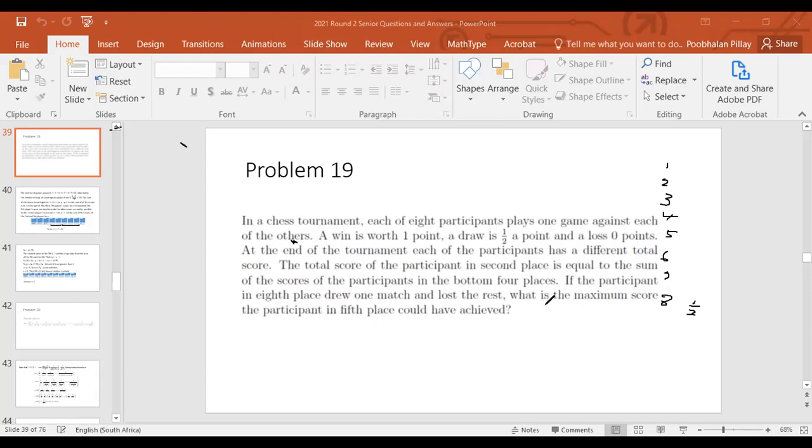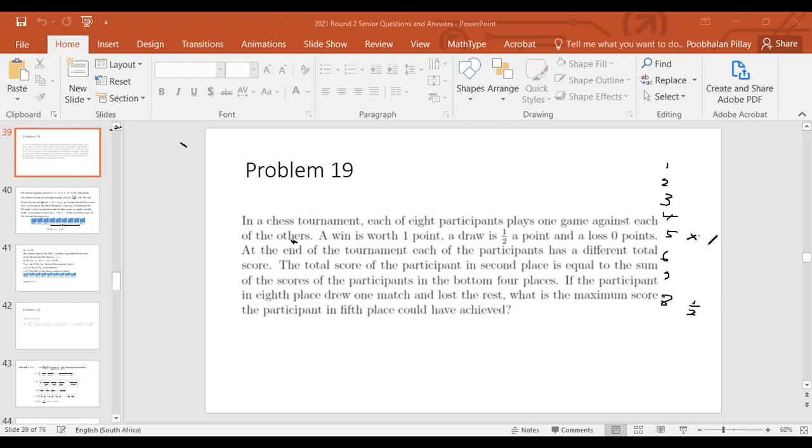The question is, what is the maximum score of the participant in the 5th place? The participant in the 5th place, we don't know this person's score, but we want to know the maximum possible score that this person can get. So let's just call that X. So we need to find the maximum value of X. How do we do that?